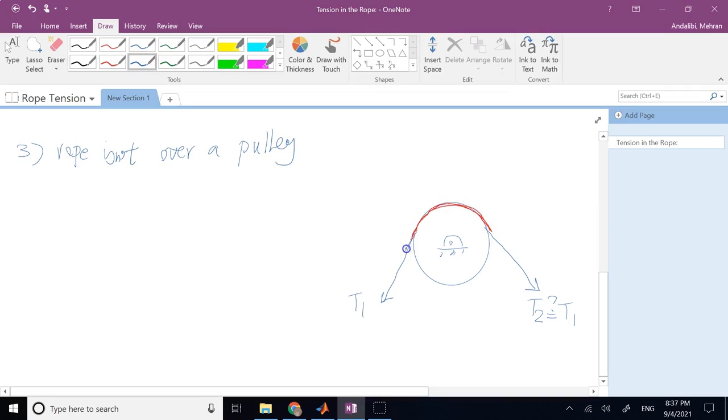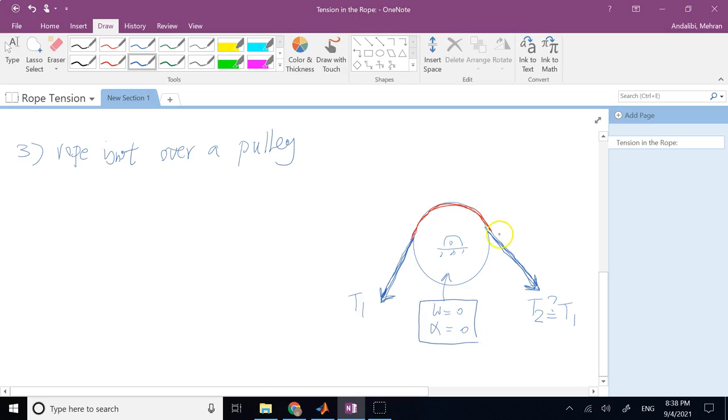And I can show you that there is a relation between T1 and T2, and they are not in general equal to each other. So what relation exists? Let's take a look. For the moment, I assume that this pulley or disc is stationary, so I assume that omega is equal to zero, and alpha equals zero. So this does not spin for the moment.